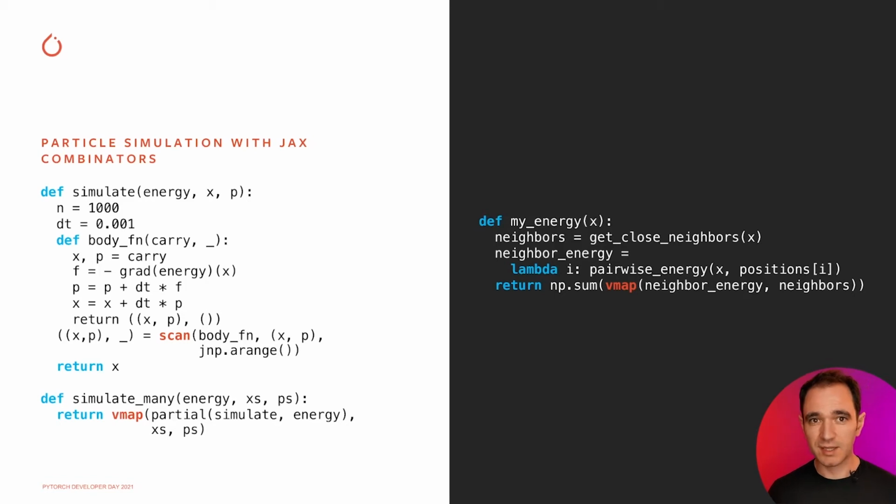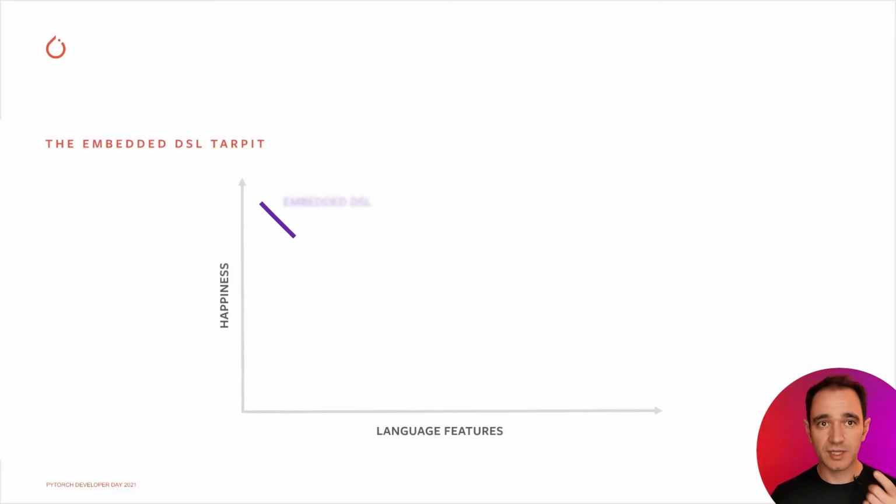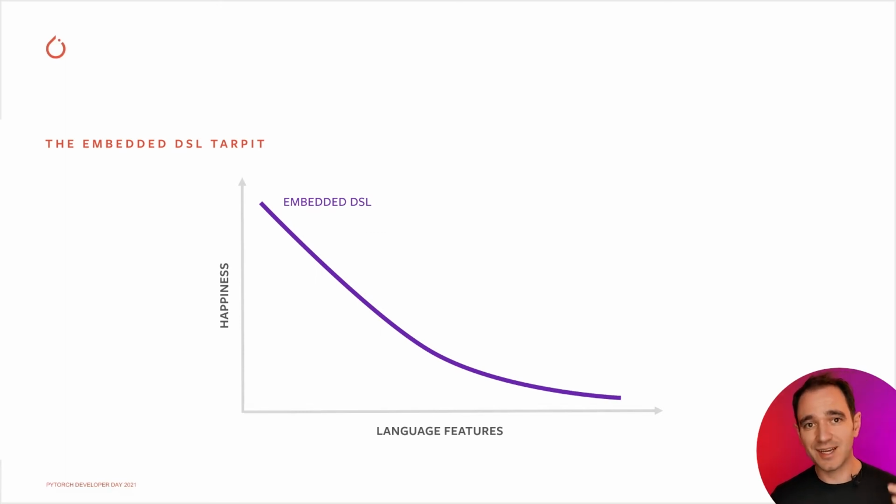So JAX does manage to expose these higher order combinators in Python, but it does so at the cost of making the embedding much less natural and obvious, right? There's increasingly a conflict between the semantics of the embedded language and the semantics of the host language. And this brings me to what I sometimes describe as the embedded DSL talk bit, right? As you add more and more language features, you might be improving performance and you might be improving expressiveness, but you're always making the quality of the embedding go down and down and down and down.